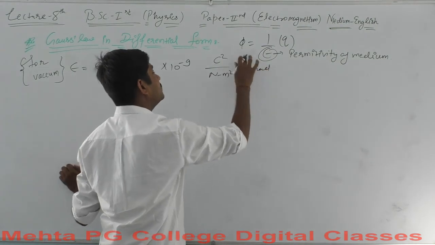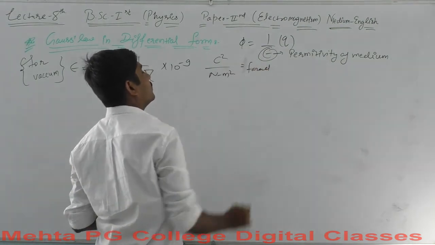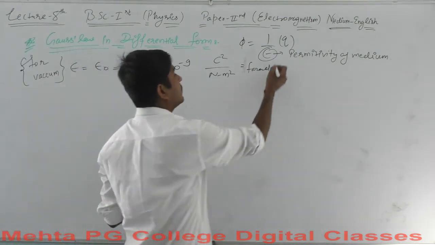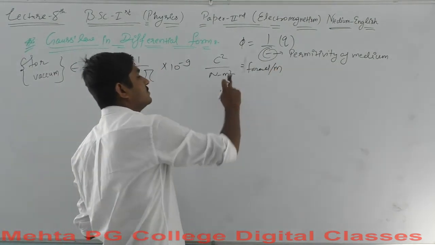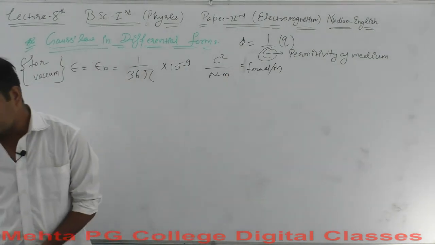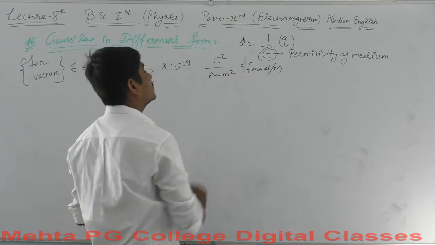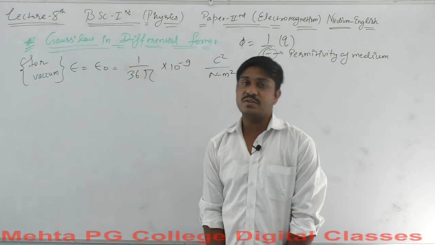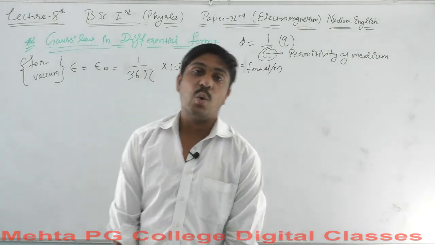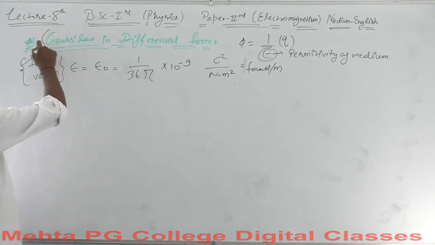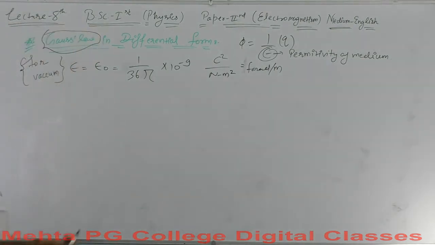This is the unit for epsilon naught, or simply farad per meter. Sorry, the unit of Newton meter square is meter square, so farad per meter is the unit of epsilon naught, the permittivity of vacuum. Well, this is not necessary for us; this is just for explanation. So let's talk about Gauss's law.